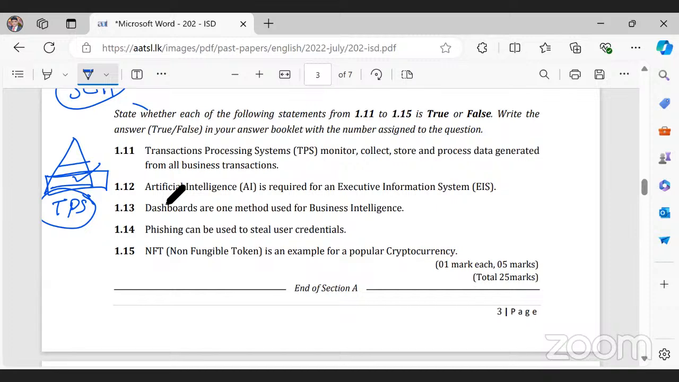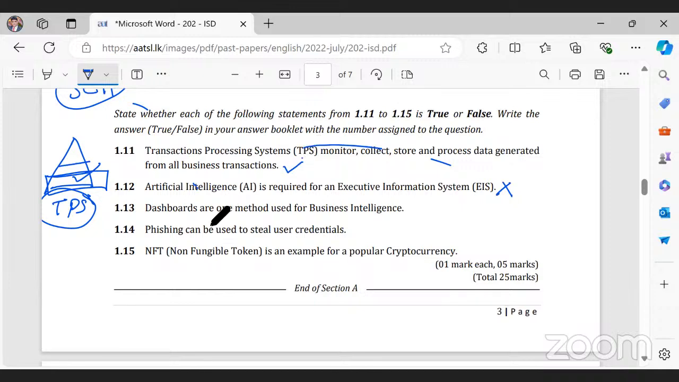AI is required for executive information systems. For executive information systems, AI is not required. BI is okay, business intelligence is okay, but artificial intelligence is not an essential part. Now, this is true. This is false.